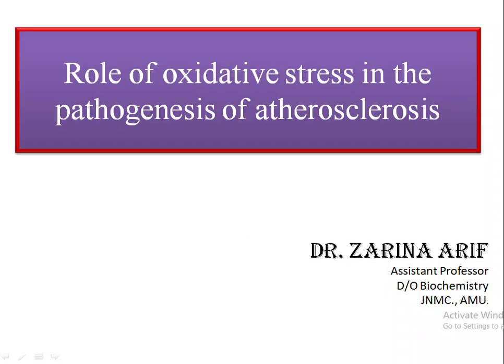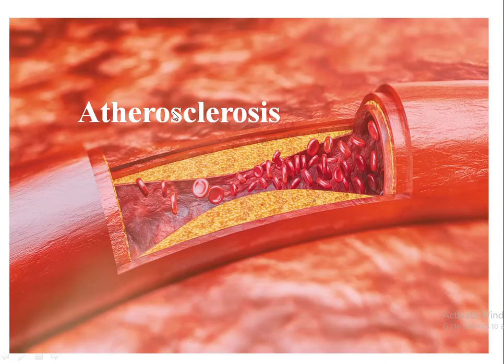In this video, I'll be explaining to you how oxidative stress is involved in the pathogenesis of atherosclerosis. I have explained atherosclerosis in context of coronary artery disease, in which there is build-up of plaque in the artery that supply blood to heart muscles. Atherosclerosis is a general term that refers to the build-up of plaque in medium or large-sized arteries.